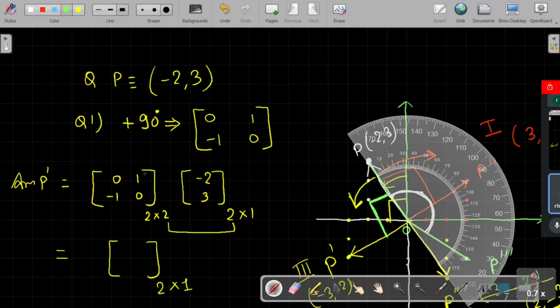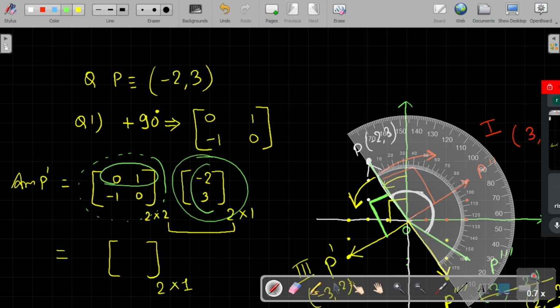Yes, sir. This is the transformation matrix. First you have to put the transformation matrix. In the second part, you have to write your coordinate in column form. Now do the multiplication. First row into first column. So 0 into minus 2. Let me write it.